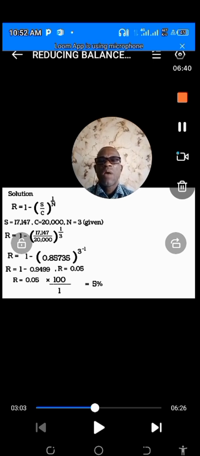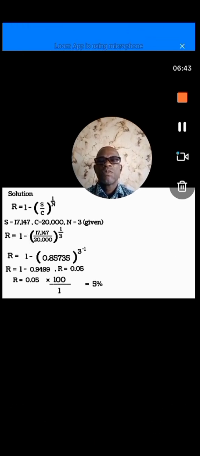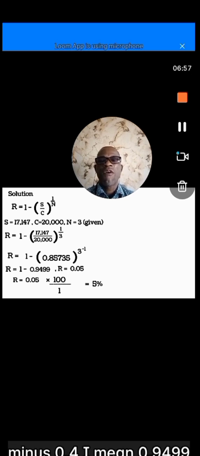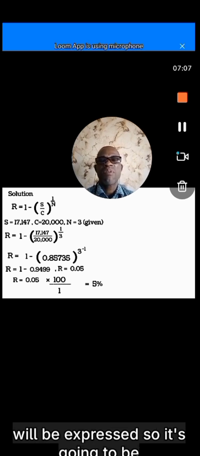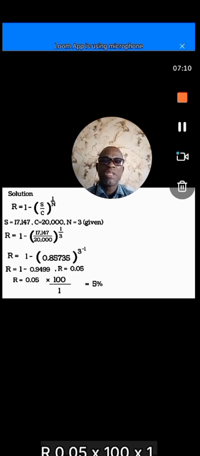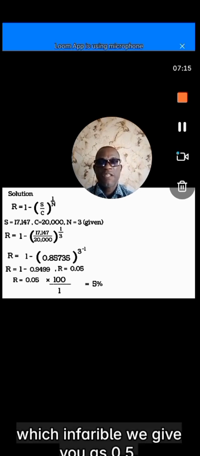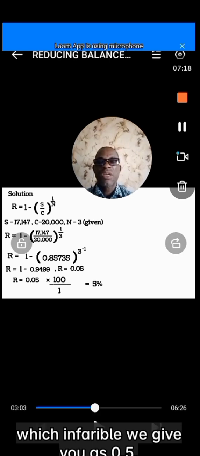Now 0.85735 raised to power negative 1 is the same thing as 0.9499, and 1 minus 0.9499 is equal to 0.05, and this 0.05 will be expressed in percentage. So R is equal to 0.05 times 100 over 1, which invariably will give you 0.5.